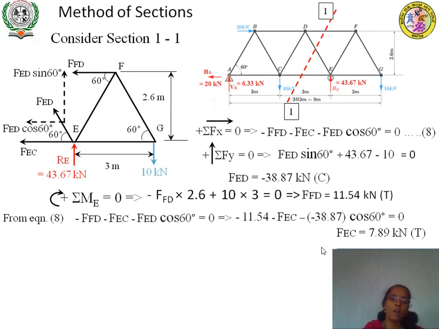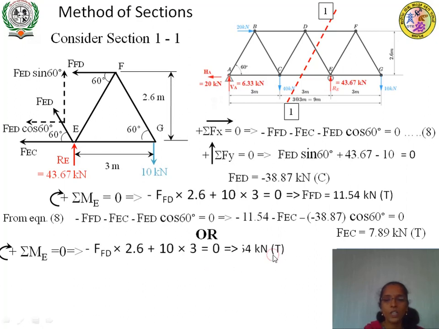Either you can apply these three equations in a section, or you can apply moment at different points, to obtain the required unknowns. So we will take that one also. I will show you how to do that one as well. You can follow this one or this one. Let us apply sigma ME is equal to 0. The same equation holds good here as well. So from which we have obtained FED is equal to 11.54.